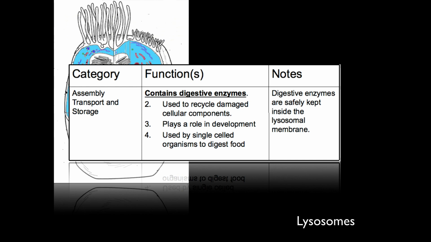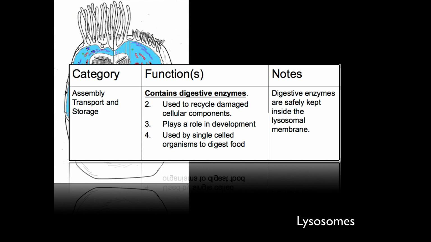Lysosomes also play a role in development. As we are developing, some cells need to die by a process called apoptosis, and lysosomes are very important in that process. If you happen to be a single-celled organism, a lysosome is your digestive system. Those digestive enzymes need to be kept within that lysosome membrane because they would digest anything in the cell if they were not separated from the cell.